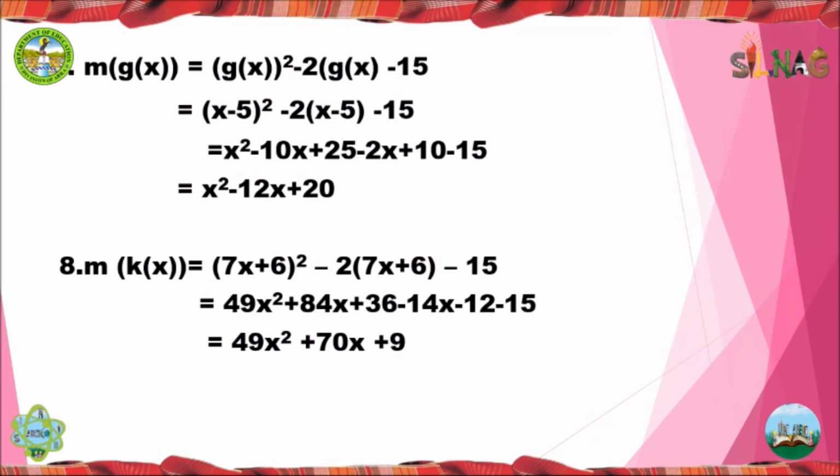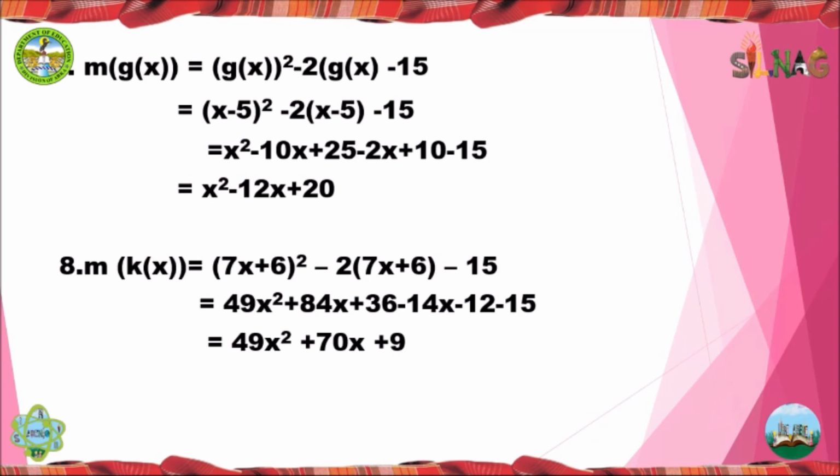Number 8, m of k of x. So we substitute again the value of k of x in m of x. We have the quantity of 7x plus 6 closed quantity squared minus 2 times 7x plus 6 minus 15. Then we square 7x plus 6 and the result is 49x squared plus 84x plus 36.